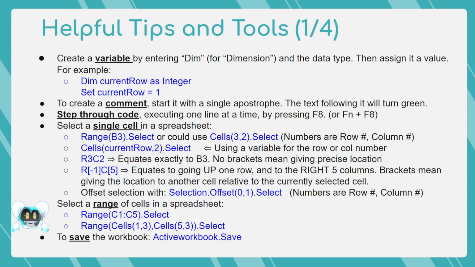You can refer to ranges either by specifically calling out the column name, A, B, C, or you can use the same method we learned up here to replace those references. So I'm saying range, cells, row 1, column 3, comma, cells, row 5, column 3. Make sure you're putting your closing parentheses and put in .select. You can have your macros save the workbook by doing active workbook.save.